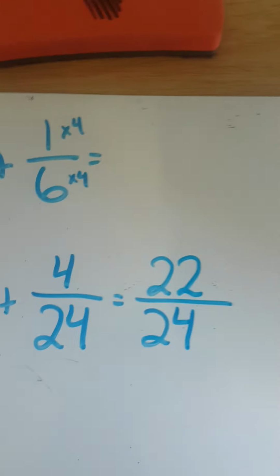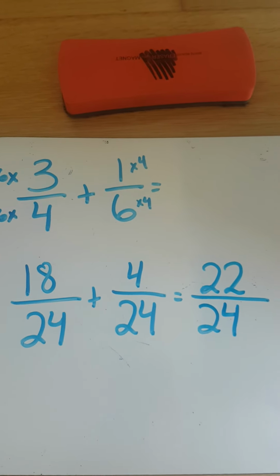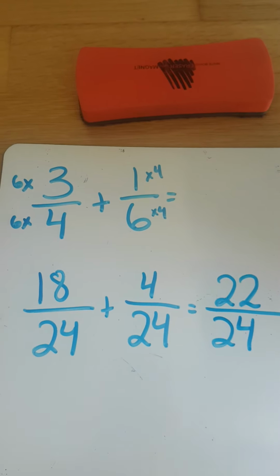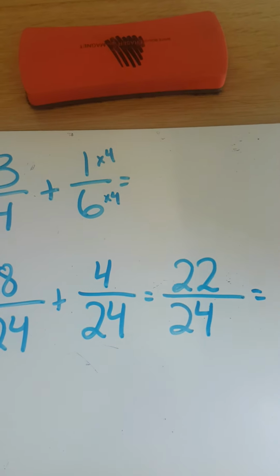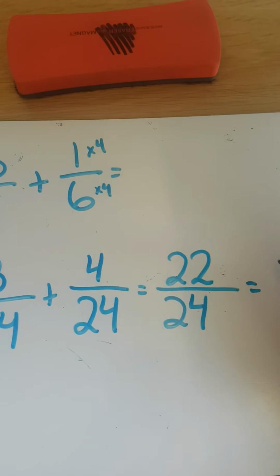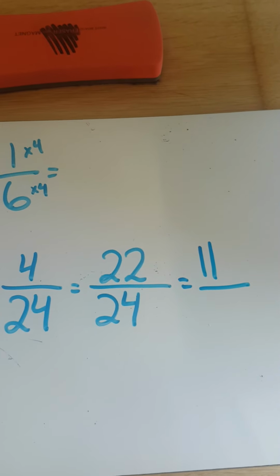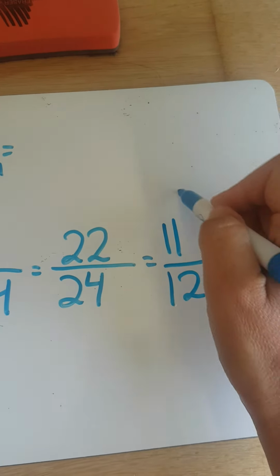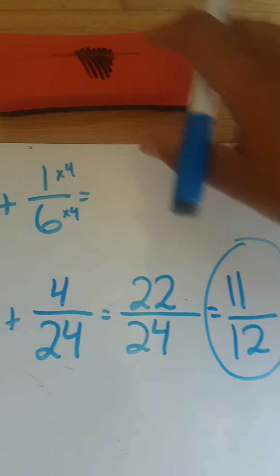The very last thing I ask myself is, can this be reduced or simplified? Well, I can see that they can. They can both go into 2. 2 times what equals 22? The answer is 11. 2 times what equals 24? The answer is 12. I cannot reduce this any further, so that is my answer, 11/12.